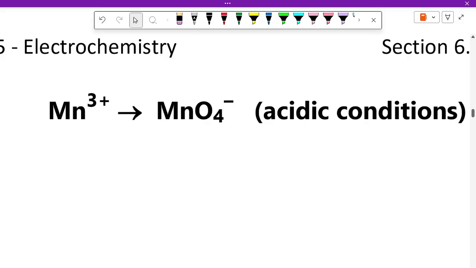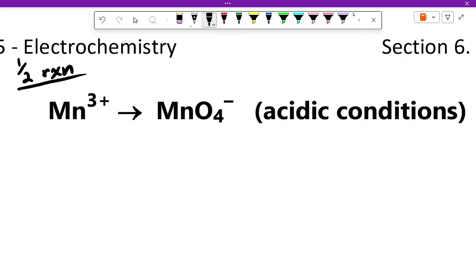This is a half reaction. And which element is undergoing oxidation or reduction? Which one is either gaining or losing electrons? There's only 2 choices. There's manganese and oxygen.